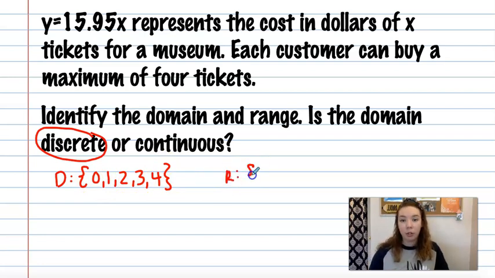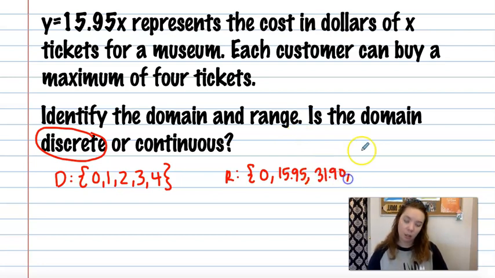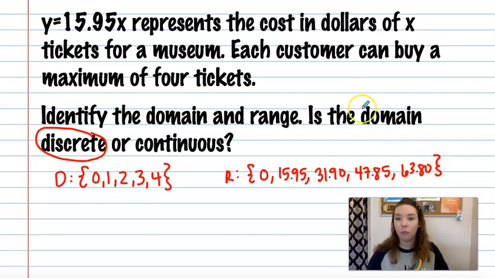My range, 0 tickets is $0, 1 ticket is $15.95. Let's grab a calculator here. 2 tickets would be $31.90. 3 tickets would be $47.85. And 4 tickets would be $63.80. So that's my range. All right, so that's a discrete example.